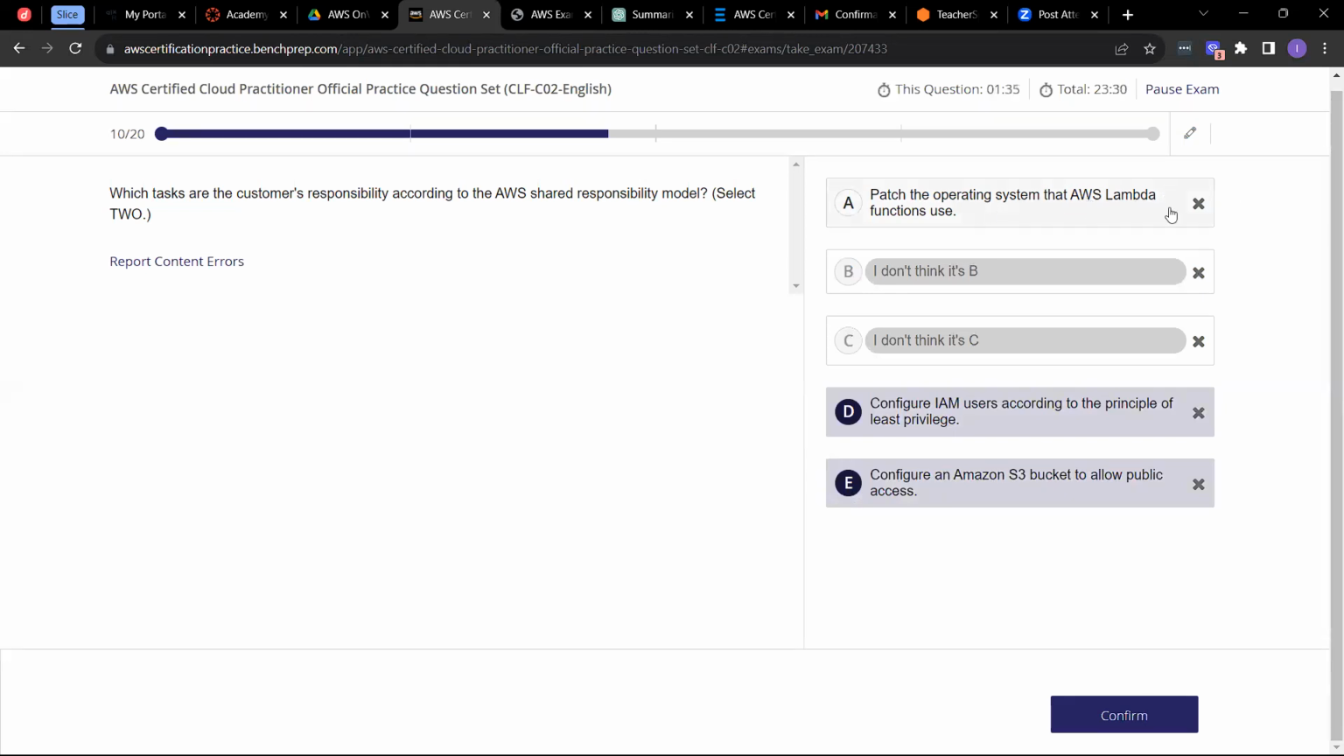And then the operating system that Lambda functions use, Lambda is a platform as a service. So you just use it, you don't care about whatever happens to it. All you know is the platform. So you just go there, write your code, run your code, and then good to go. All right.